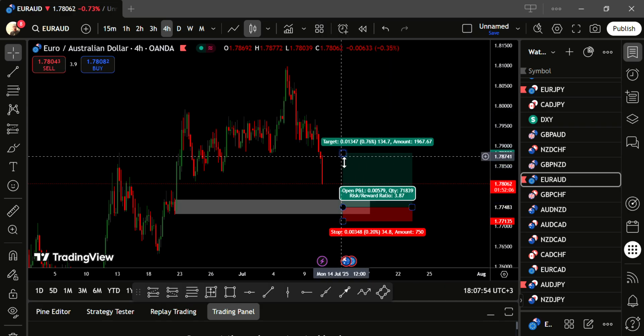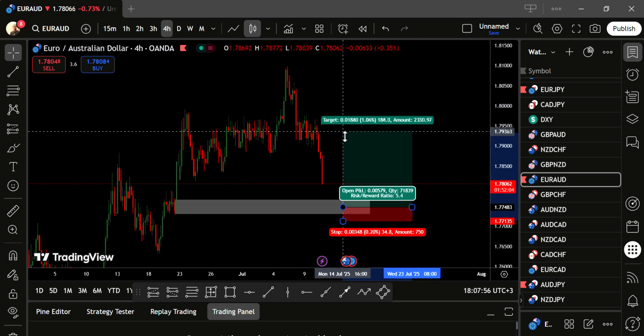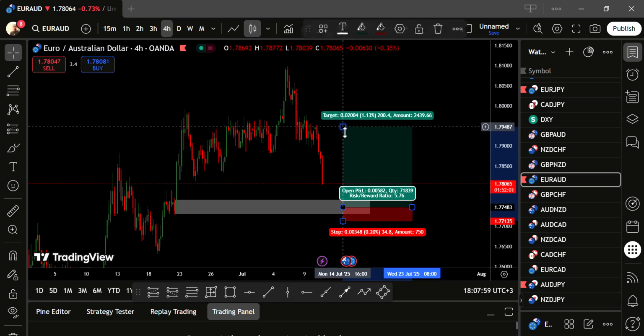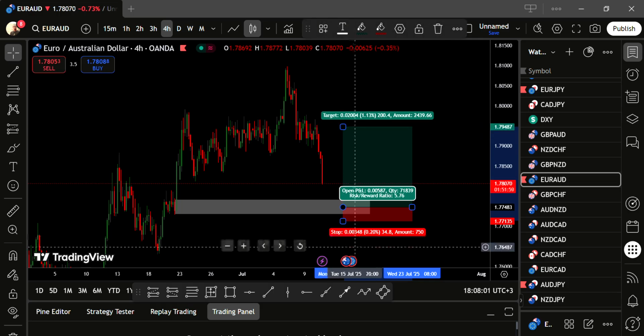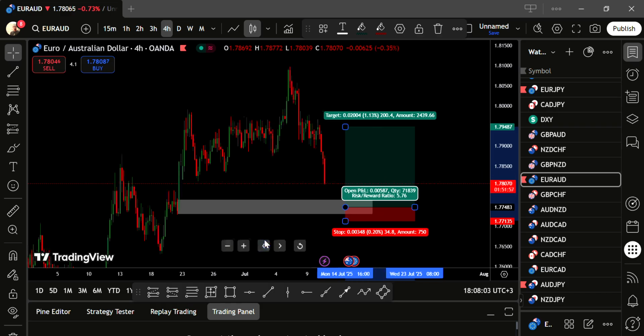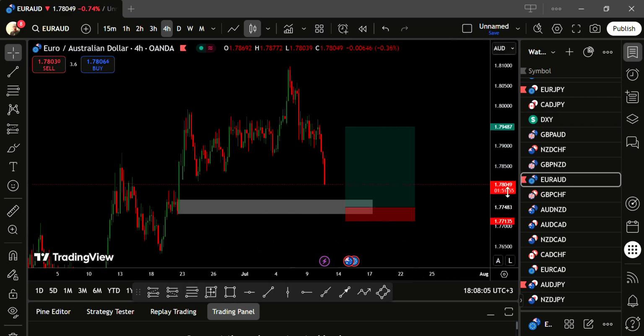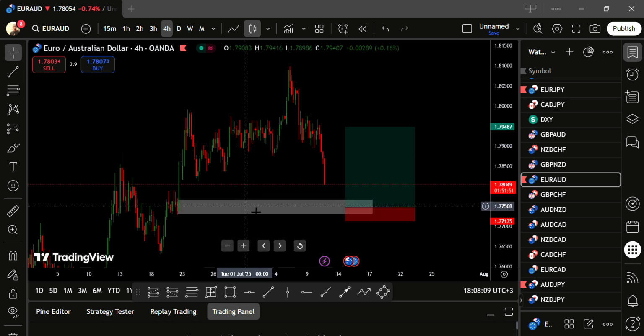And then what is our target? Our first level target is going to be here. 200 pips, guys. That is a 1:5. So guys, this is a trade that I've given you. And does it meet our criteria? Yes, it meets our criteria.